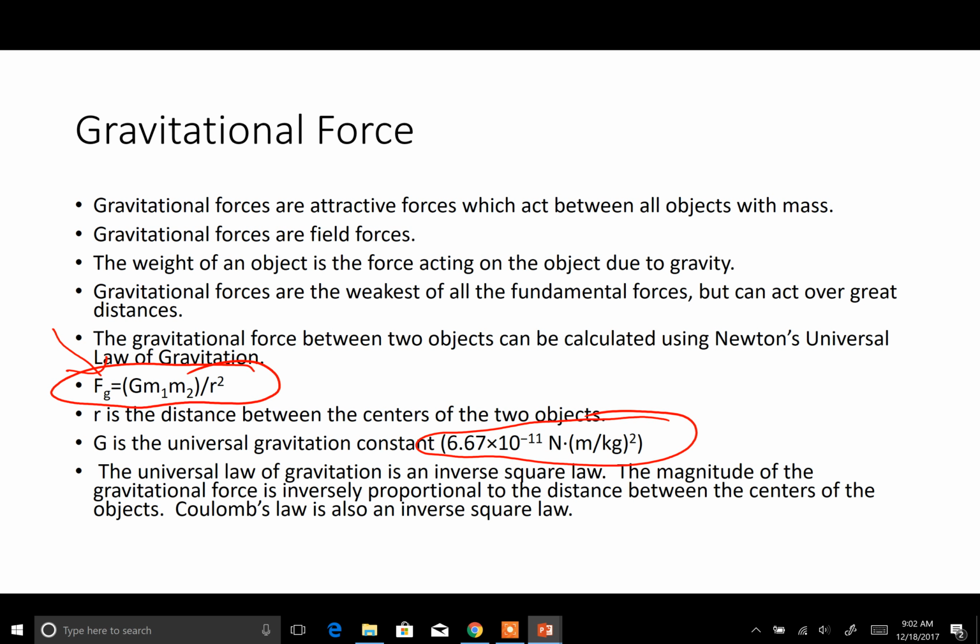M1 and M2 are the masses of the two objects. R is the distance between the centers of the two objects. Don't necessarily call that the radius. It's the distance between the centers of the two objects. The universal law of gravitation is called an inverse square law because the magnitude of the force varies inversely with the square of the distance between the centers of the two objects. Coulomb's law, which we will talk about in our electricity unit, is also an inverse square law.